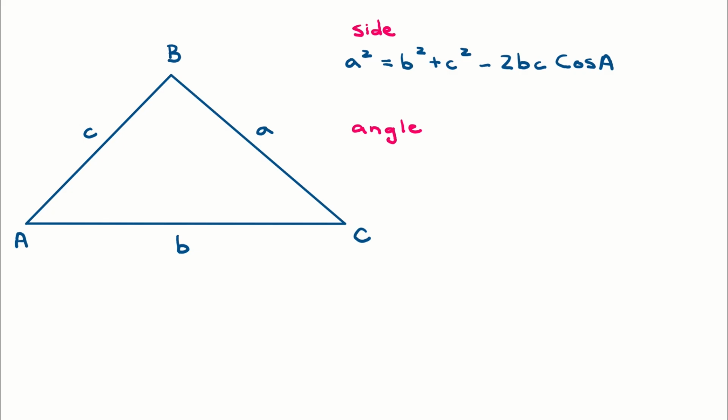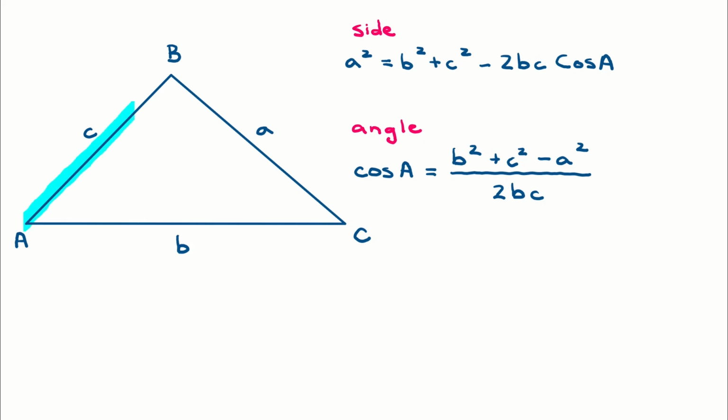If we're talking about finding an angle, we can say that cos of our angle A is equal to b squared plus c squared minus a squared divided by 2bc. So in this case, in order to find an angle, you need all three sides. So remember, cos law can be used to find a side if you have two sides already, as well as the angle that is between them, or it can be used to find an angle if you have all three sides.